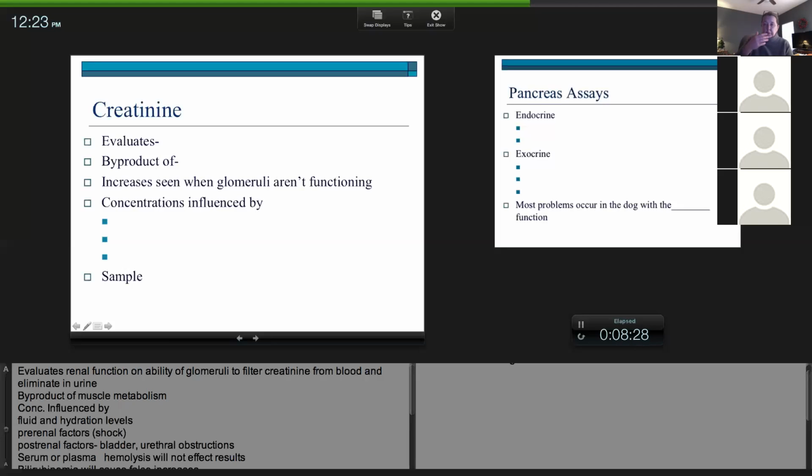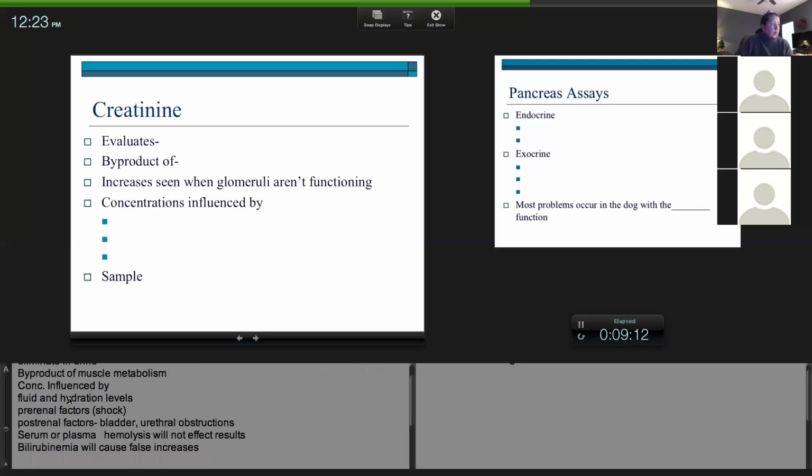This is a byproduct of muscle metabolism. So think about animals with strenuous activity, things that would increase muscle breakdown could affect this result, because this is where creatinine comes from. Some people call it creatine, but it's creatinine. So this tends to be elevated when you do not have functioning glomeruli. A nephron is the primary functional unit of the kidney, and there are hundreds of thousands of nephrons in a kidney. So do you have enough of those nephrons containing glomeruli that are functioning? That's the concern.